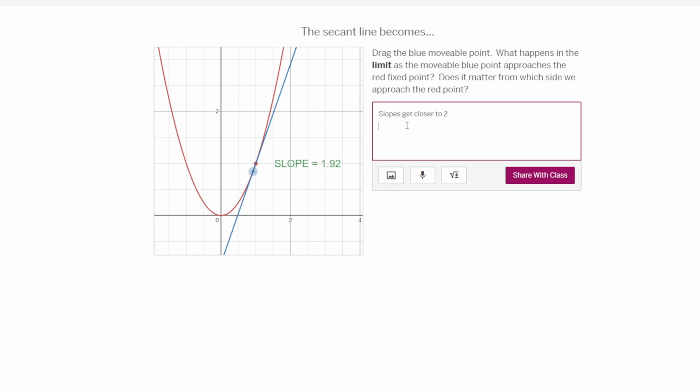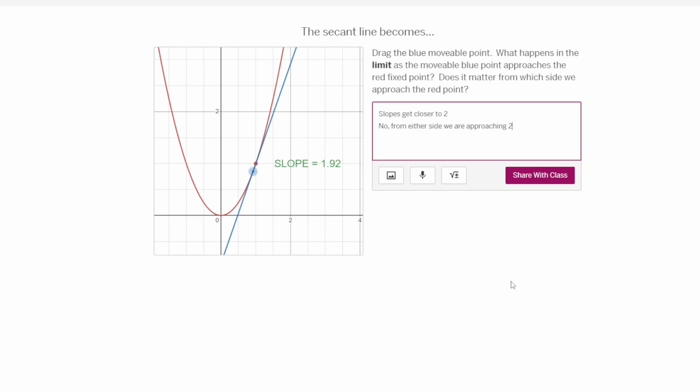Okay, does it matter from which side? No. From either side, we are approaching 2. Okay, that is the slope of our secant line. It's approaching 2 from either direction.